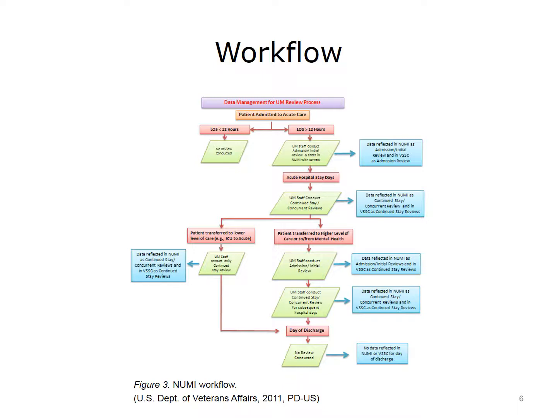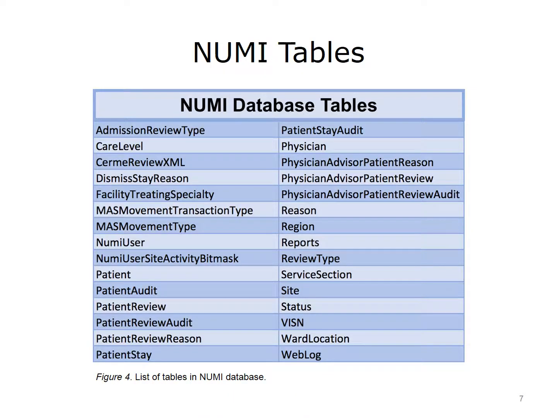As one might expect, there is a significant amount of information to maintain, along with a complex database design to support storing and reviewing the required information. NUMI has 30 tables in its database to support its activities. Note that these have meaningful names for the database architects, and some are immediately recognizable. Patient, for example, would contain patient information, and physician would contain physician information. The next slides will examine some of these 30 tables in more detail.